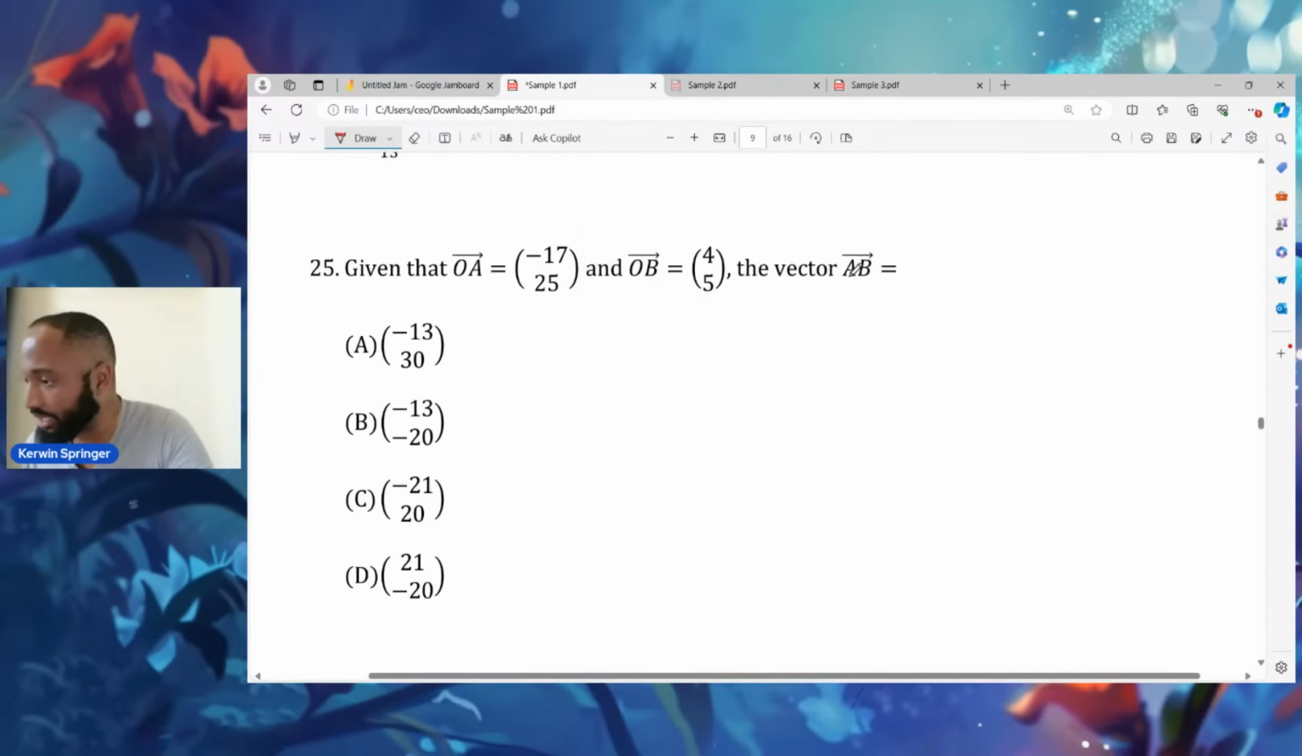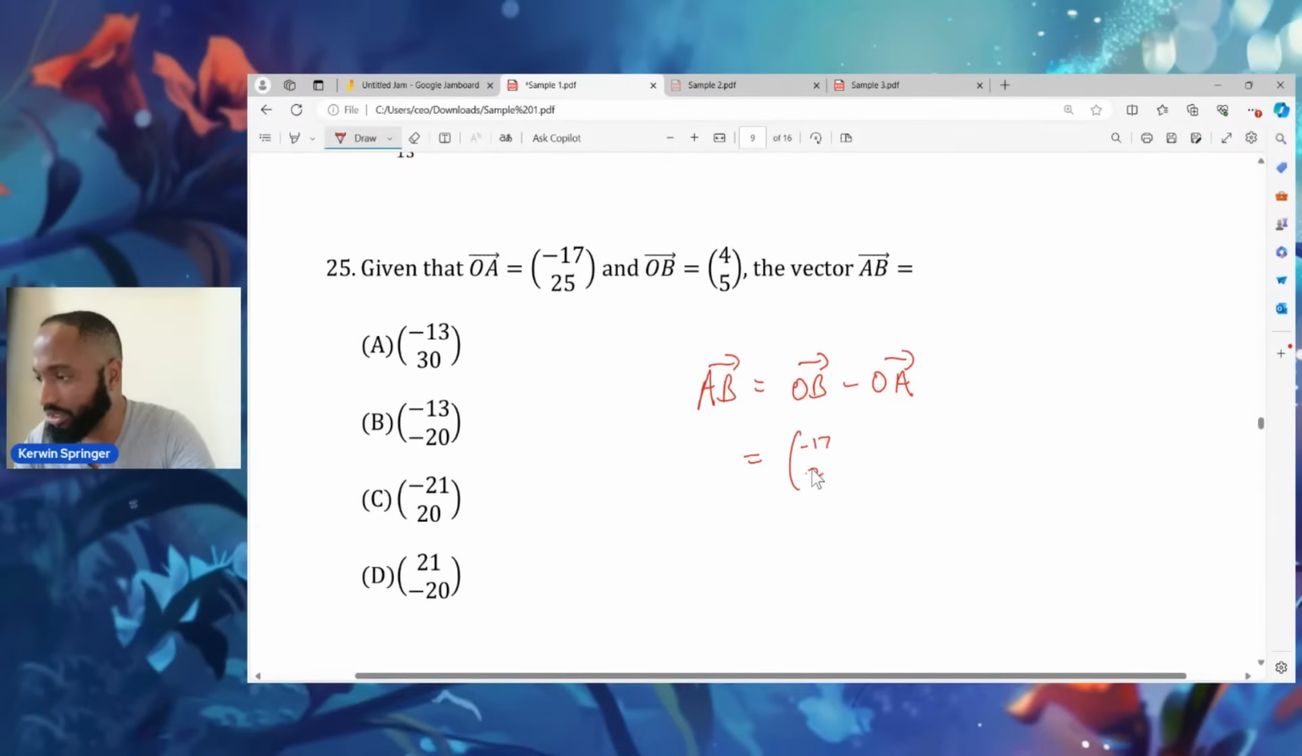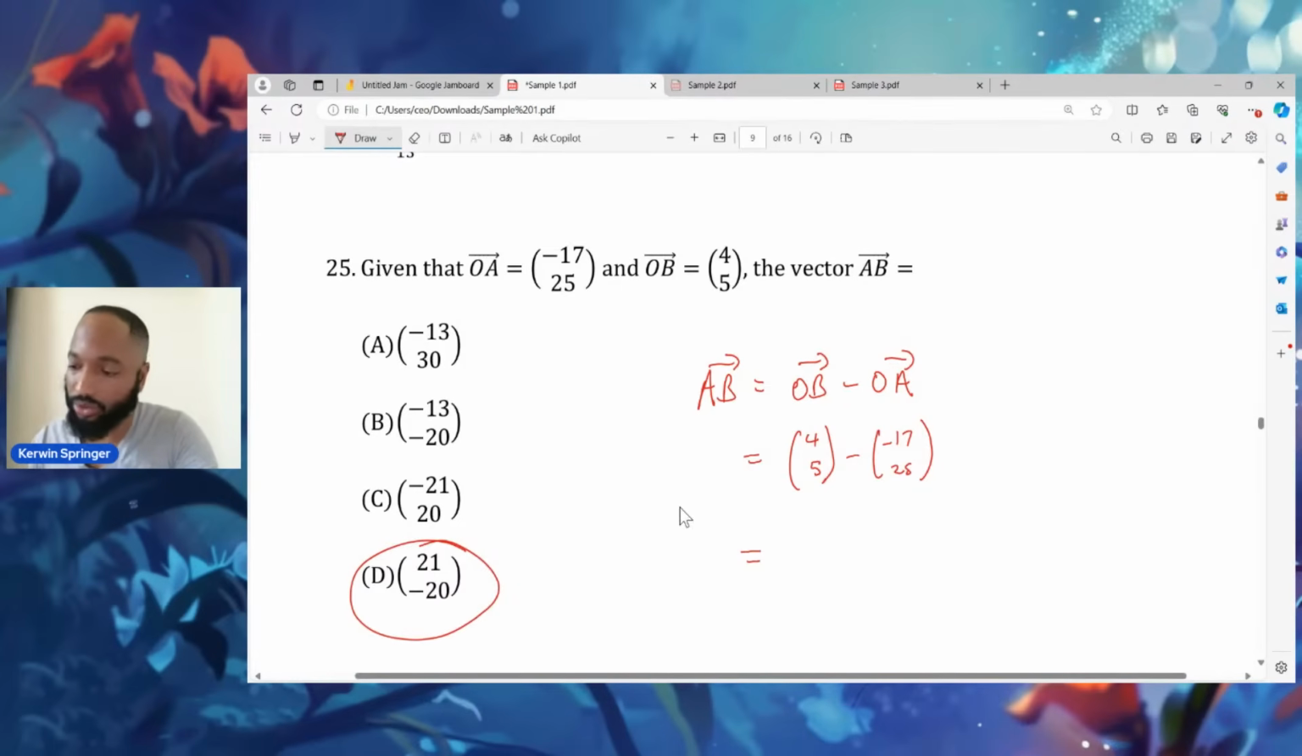Given that the vector AB, this is straight up the triangle law, OB minus OA. So this is negative 17. Oh wait, 4, 5, 4, 5. My bad. So this is 4, 5 minus negative 17, 25. So I'm seeing it has to be positive. Yeah, so D is the answer there. Straight up triangle law.